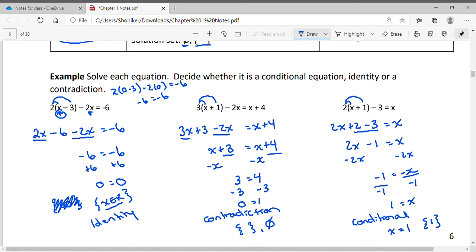Whereas when you end up with a contradictory statement, it means that no matter what I put in for x, this equation will never be true. Versus conditional, you'll end up with one solution, and it's the only solution that will make your equation true.